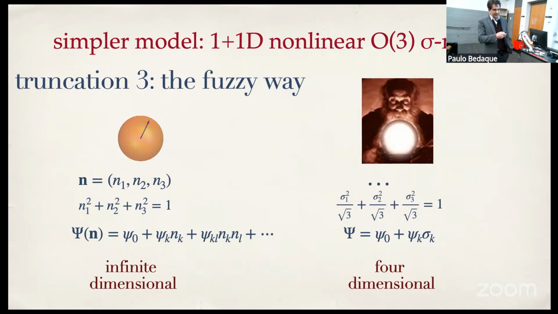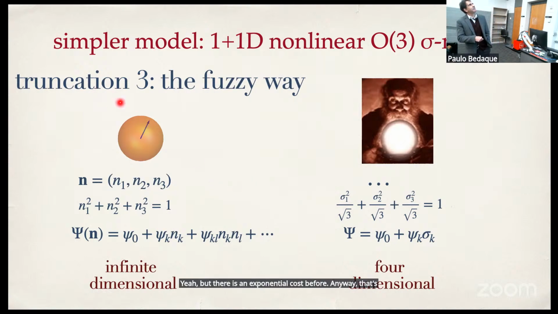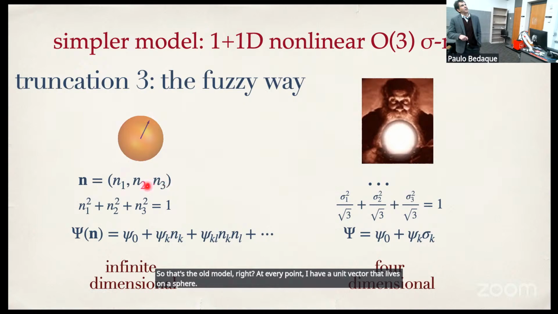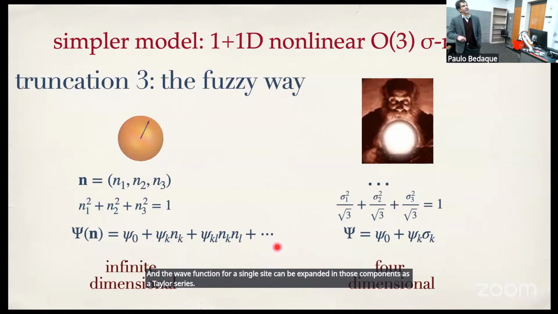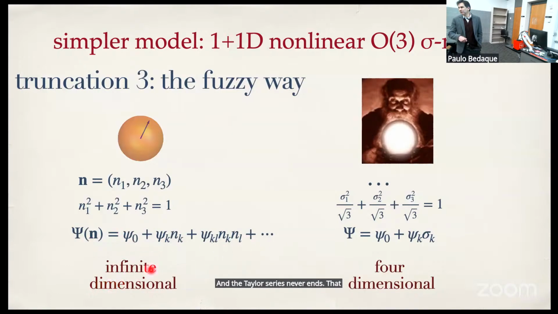Anyway, that's the way that I thought about figuring this out. So that's the old model, right? At every point, I have a unit vector that lives on a sphere. These three components of this unit vector satisfy a constraint, obviously. And the wave function for a single site can be expanded in those components as a Taylor series. And the Taylor series never ends. That's what makes this space infinite dimensional.